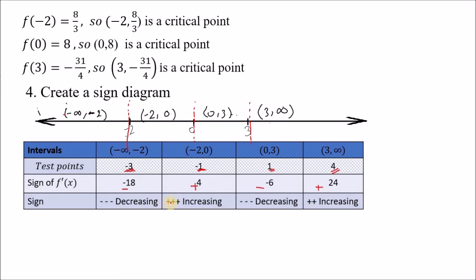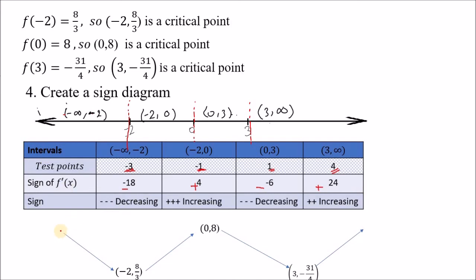F prime of x is positive. That means f of x is increasing on that interval. F prime of x is negative, that means f is decreasing on that interval. F prime of x is positive here, that means f of x is increasing on that interval. So if we sketch a little diagram just to show which point is a relative maximum and which point is a relative minimum, we will get the following.